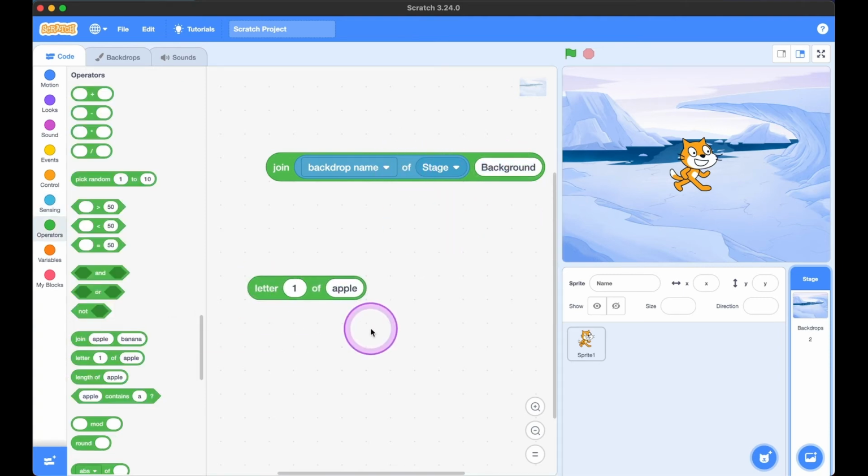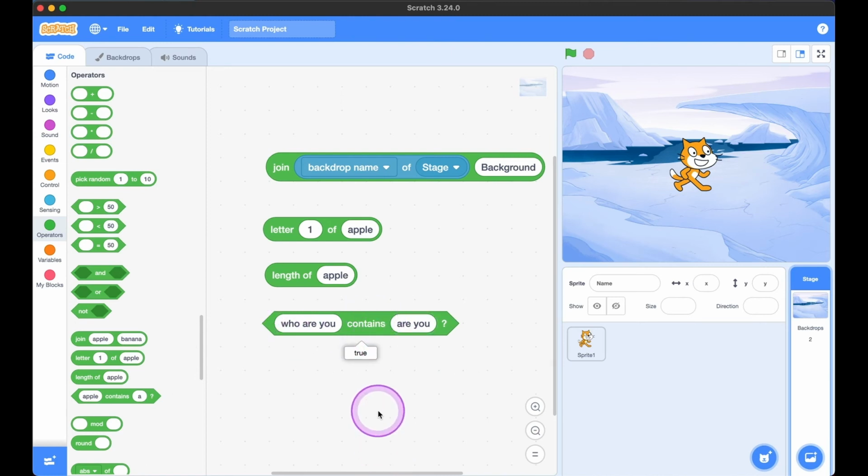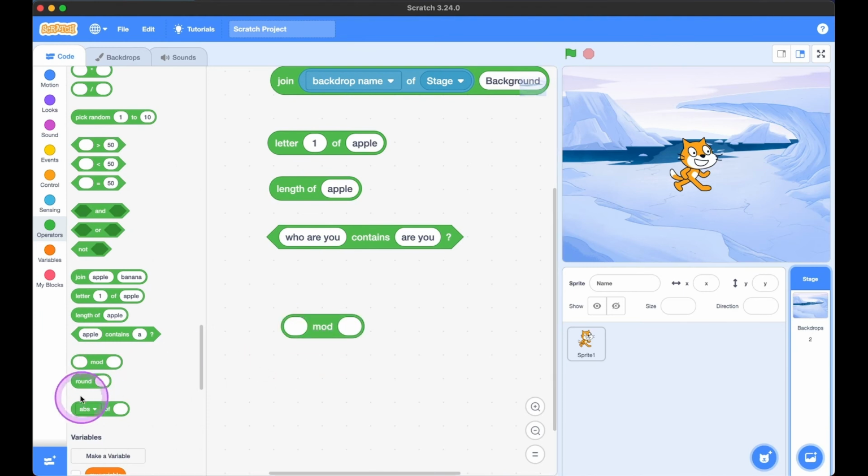Letter 1 of apple. That literally gives me the very first letter of the word apple. Length of apple gives me the number of letters there are in the word apple. Apple contains A. Does apple contain the letter A? Yes. It can also be more than one letter. Apple contains AP? Yes. It can also be phrases. So if we type in who are you, and if we ask are the words are you in who are you? Yes, they are.